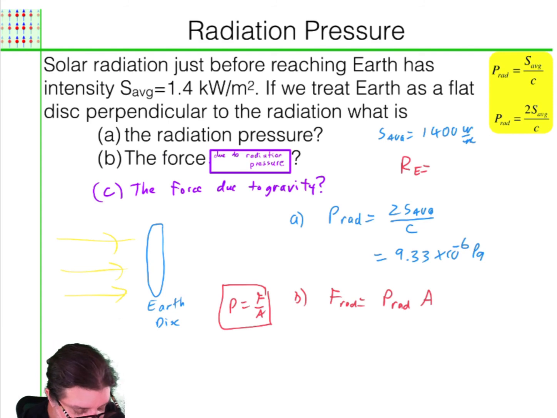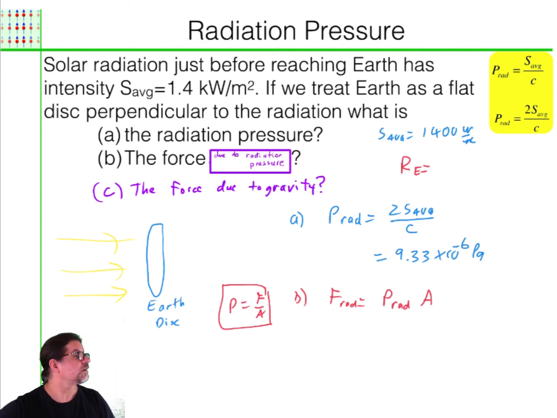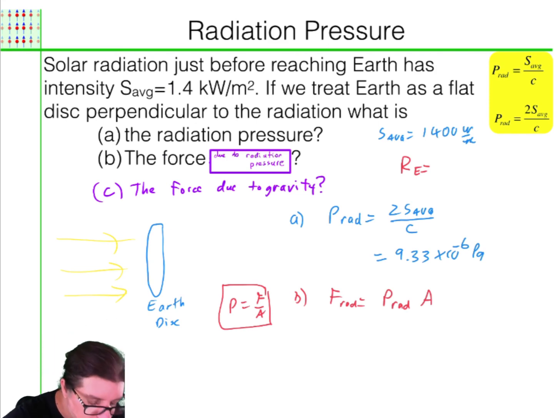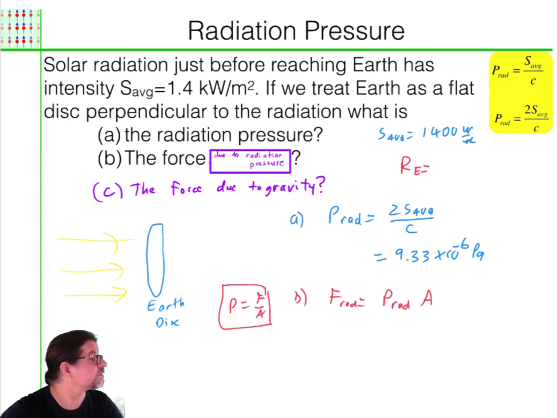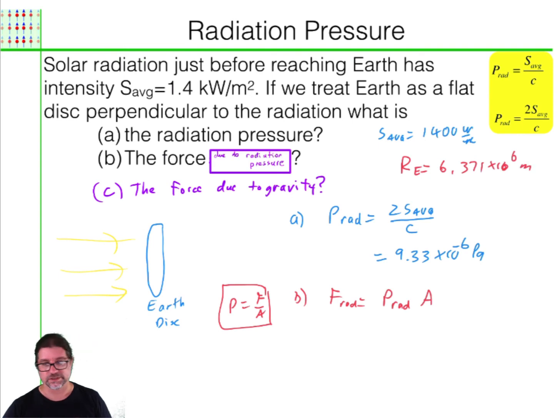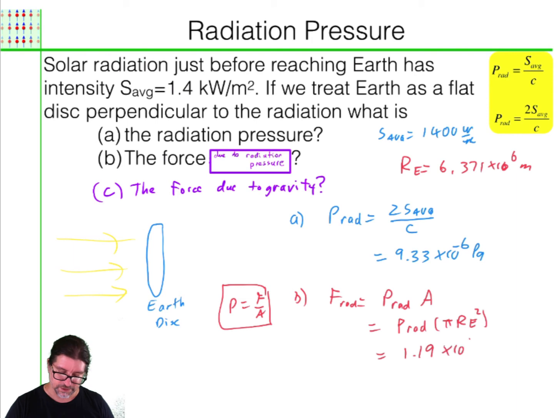Radius of Earth. I don't want it in miles, in meters it's about 6.371 times 10 to the 6 meters. It's a big Earth. Well, it's the only Earth. So this would be P rad times pi times the radius of the Earth squared, and when I do that, I get roughly 1.19 times 10 to the 9 newtons.